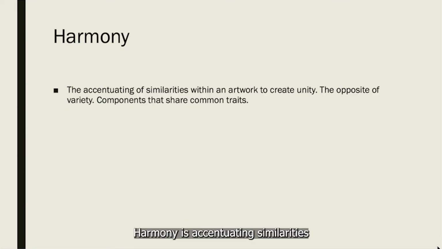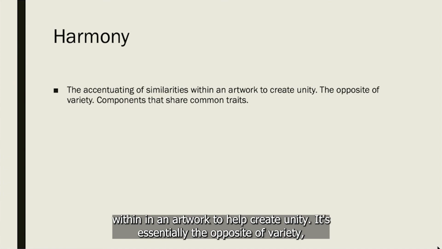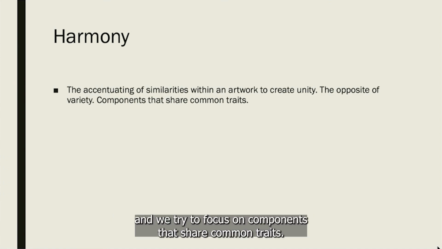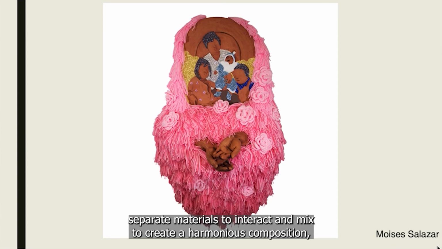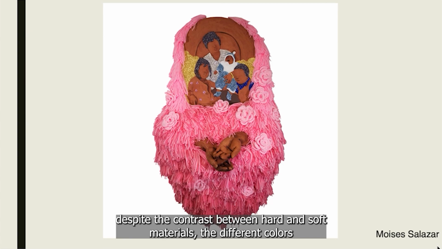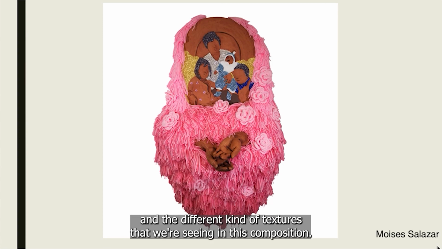Harmony is accentuating similarities within an artwork to help create unity. It's essentially the opposite of variety, and we try to focus on components that share common traits. In this piece by Moises Salazar, we can see how they allow separate materials to interact and mix to create a harmonious composition despite the contrast between hard and soft materials, the different colors, and the different textures that we're seeing in this composition.